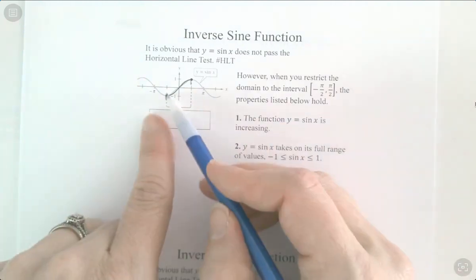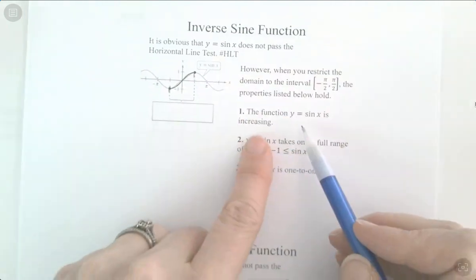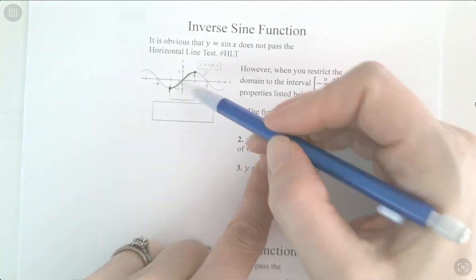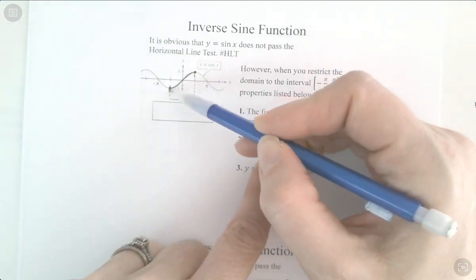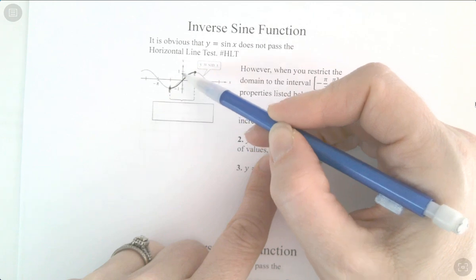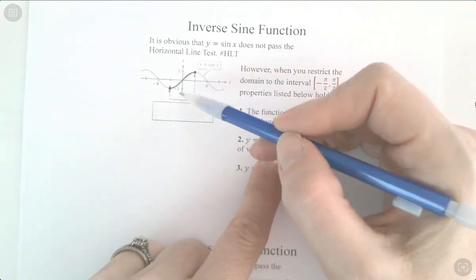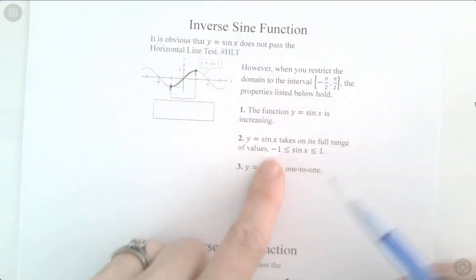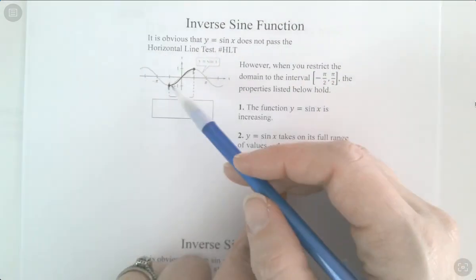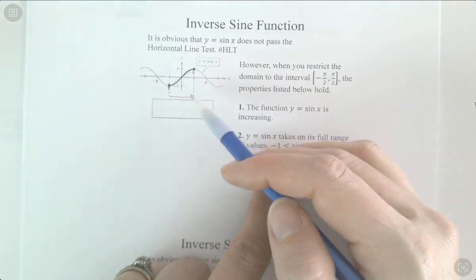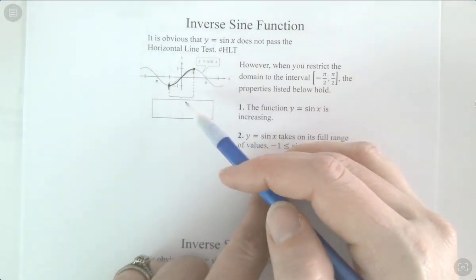If we restrict it to just that section, then we see that the graph is increasing. We see that the sine graph takes on a full range of values, all the way from -1 up to +1. Because remember, the range of your mother function sine curve is from -1 to 1. So you got all the possible values there. And it's 1-to-1, which means we could take that little sliver there and reflect it in the line y equals x and get the graph of the inverse.